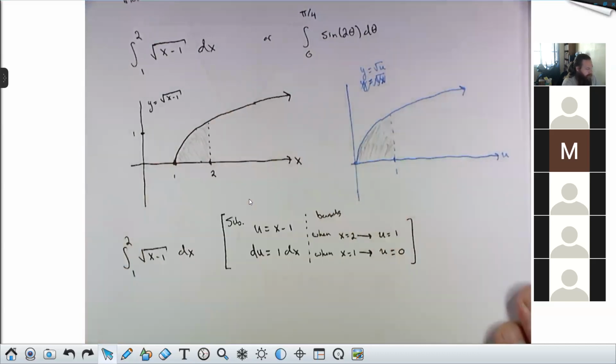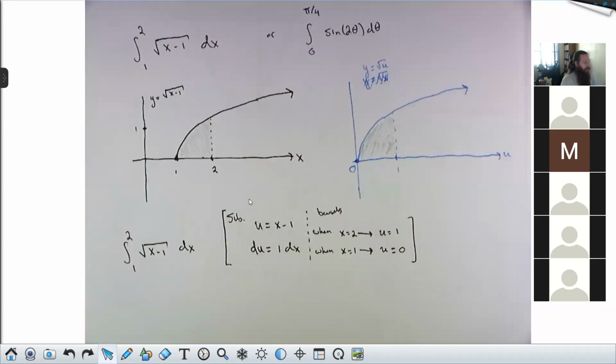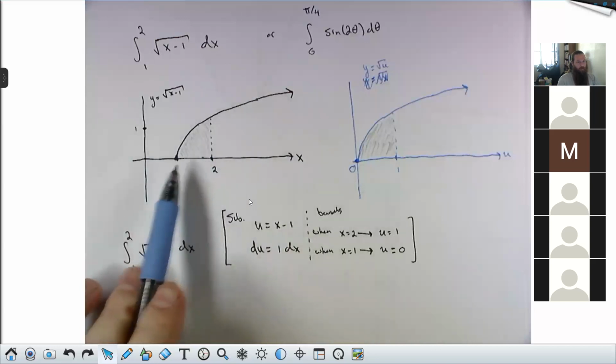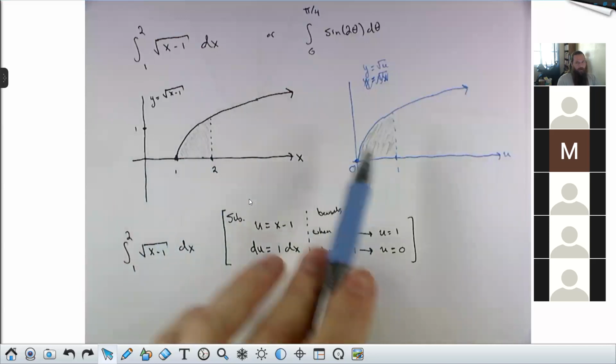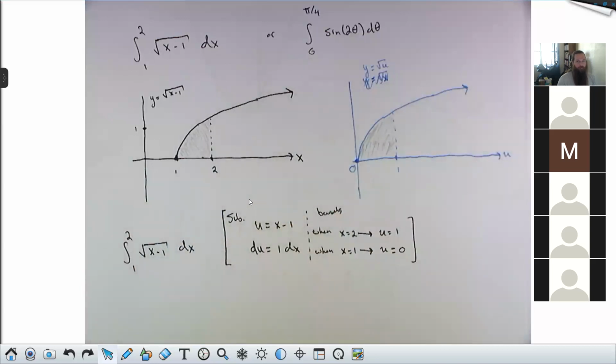And that's the 0 and 1 you see here in this blue picture. So to get the same area as I do under this graph from 1 to 2, I need to be looking at the area from 0 to 1 under this graph. So these are the old bounds, these are the new bounds.